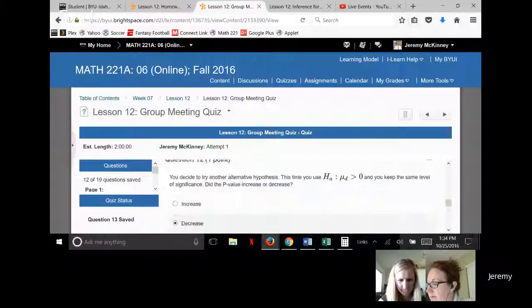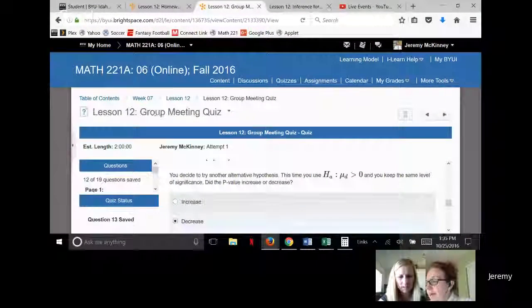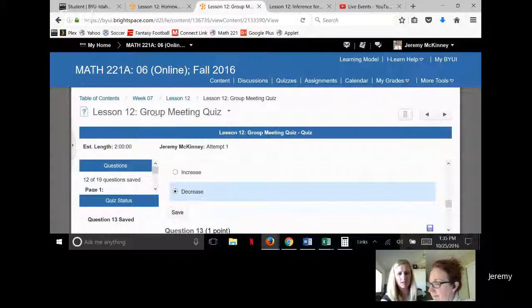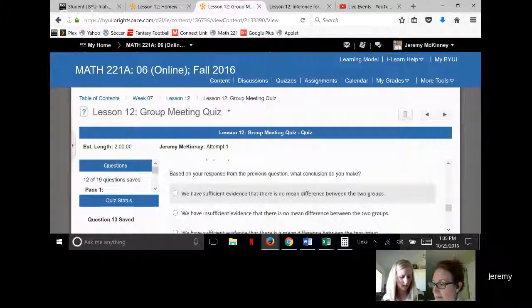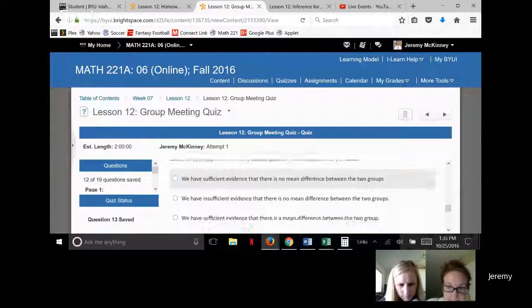So on number 12, it does increase it? Number 12, it decreases it. Oh, okay. But you said when you rounded it, it's the same? Well, yeah, when you round it, it's the same because it's 0.001 for the first one. It's 0.0006 for the second one. But we would still reject it. Okay. So 14, based on your response from the previous question, what conclusion do you make?